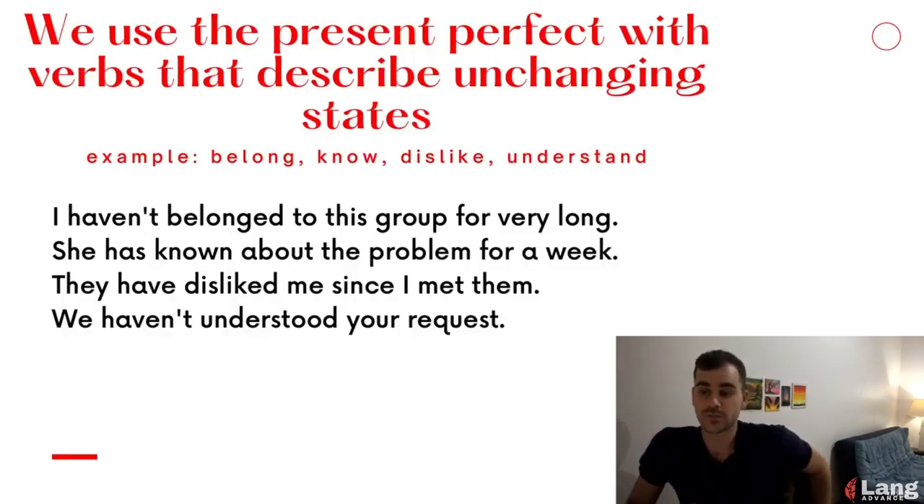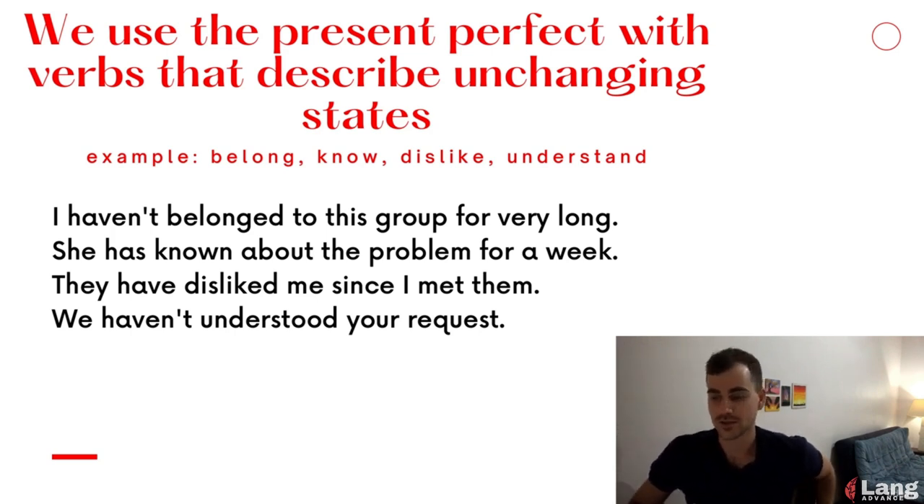We use the present perfect with verbs that describe unchanging states: belong, know, dislike, understand. I haven't belonged to this group for very long. She has known about the problem for a week. They have disliked me since I met them. We haven't understood your request. So here, we use the present perfect with verbs that describe unchanging states.